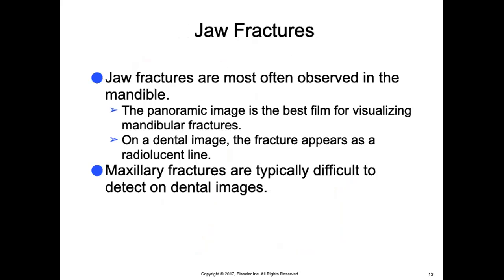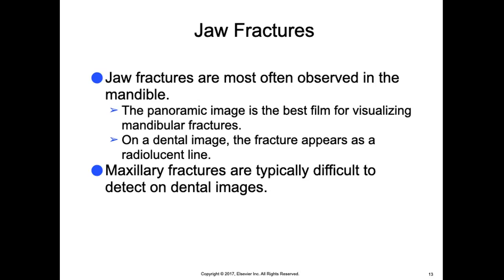Jaw fractures are most often observed in the mandible. The panoramic image is the best film for visualizing mandibular fractures. And on the dental image, the fracture appears as a radiolucent line. Maxillary fractures are typically difficult to detect on dental images. And these frequently result from some type of assault, accident, or sports injuries. This is because of how traumatic the blow has to be in order to fracture the jaw.